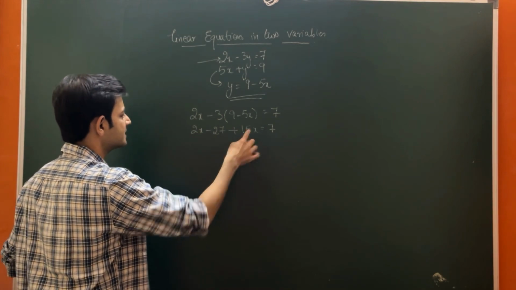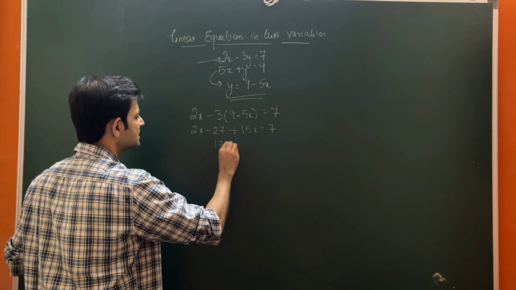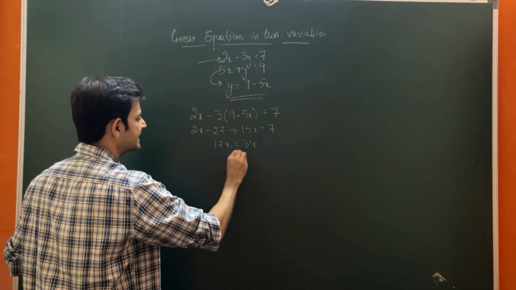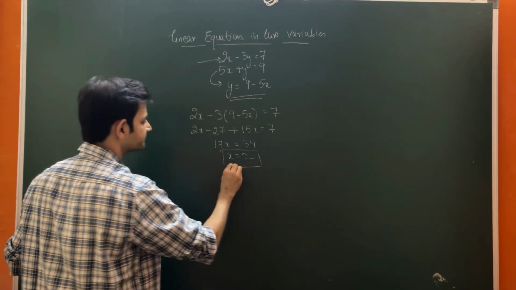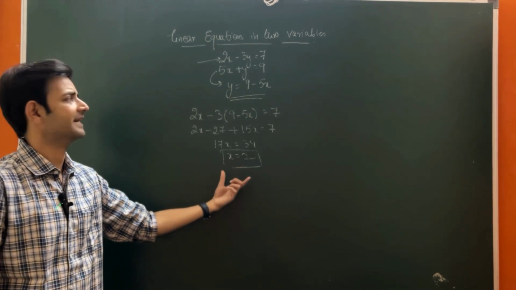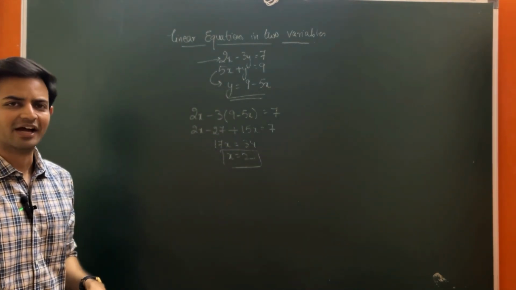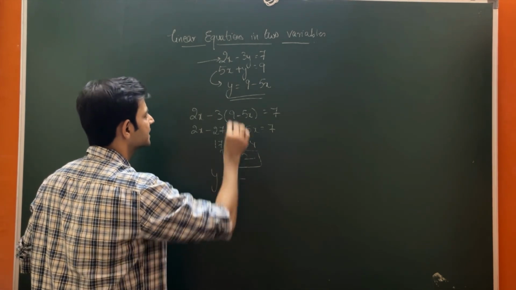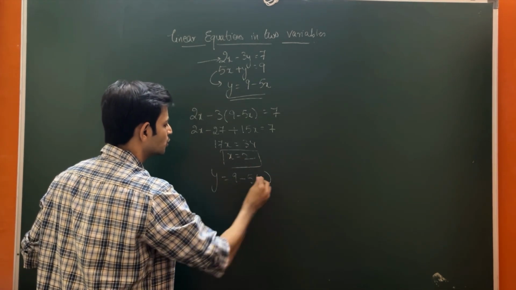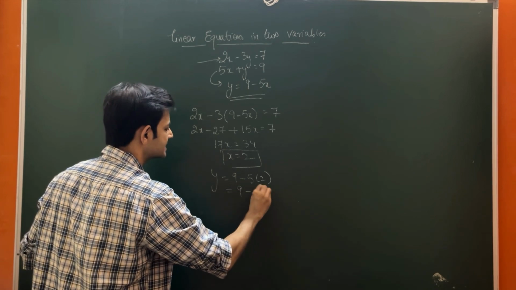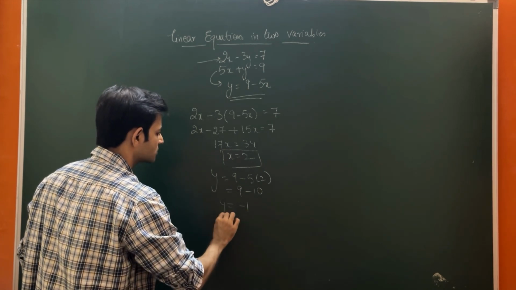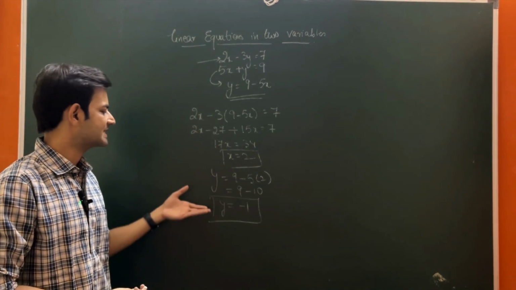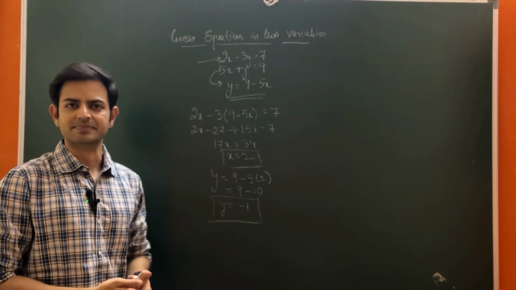So 15 plus 2 is equal to 17x and 27 goes there, it becomes 34. So x is equal to 2. Now we will use this value of x and put it in this y variable. So y is equal to 9 minus 5 into 2. So this is equal to 9 minus 10. So y is equal to minus 1. This is how you can calculate the value of x and y using the method of substitution.